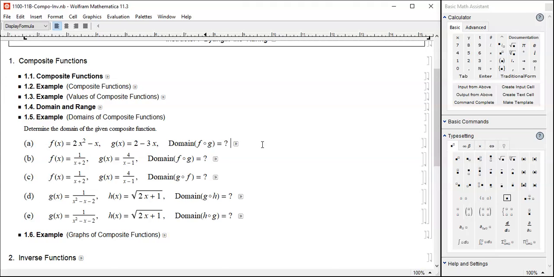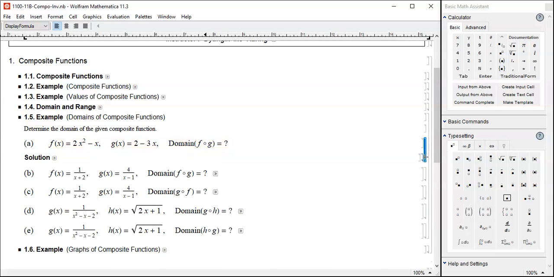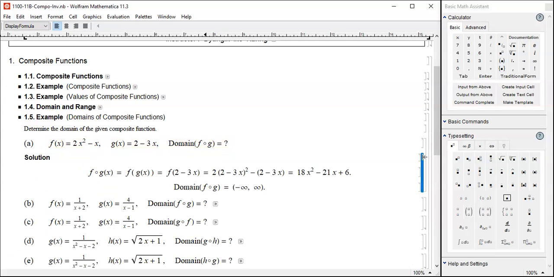Okay, how about this? Determine the domain of the given composite function. Okay, all right. So the domain of g, well, you don't really have to worry about anything here. In this case, it's just too simple. Just calculate this composite function, then we get just a polynomial. Any x will do. So negative infinity to positive infinity, anything will do.